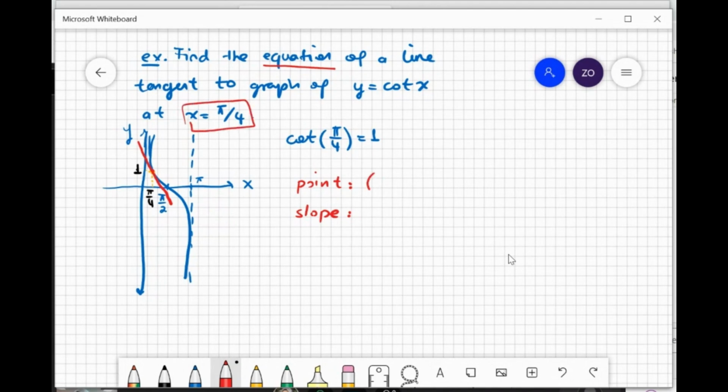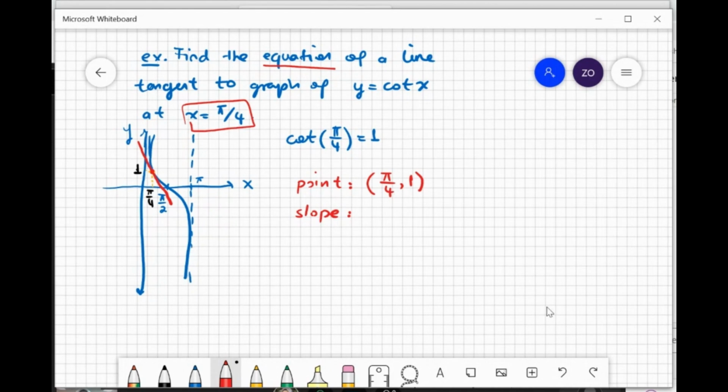So it is given in the question. It passes through x equals pi over 4, comma, the y coordinate here is 1. Because the red curve and the line will touch at that point. When x equals pi over 4, the y value here will be 1. So this point is on the graph of this line.